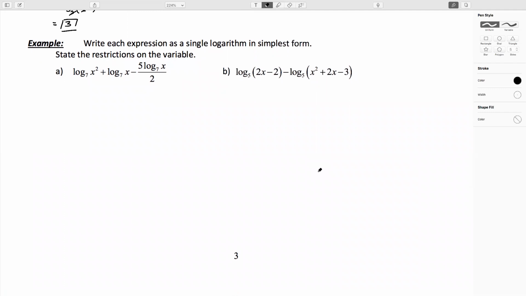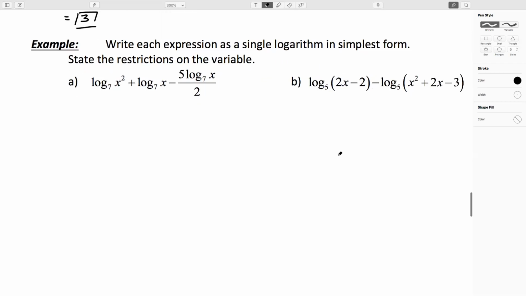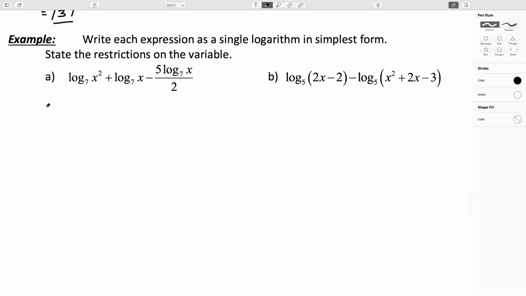So now log base 7 of x squared plus log base 7 of x minus 5 log base 7 of x over 2. Okay. I'm going to simplify this a little bit. So this is going to equal log base 7 of x squared plus log base 7 of x minus 5 over 2 log base 7 of x.